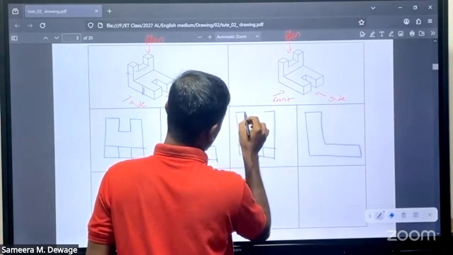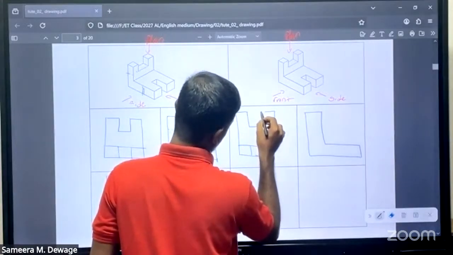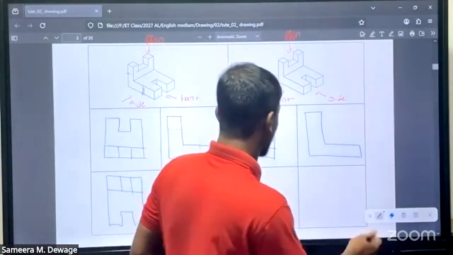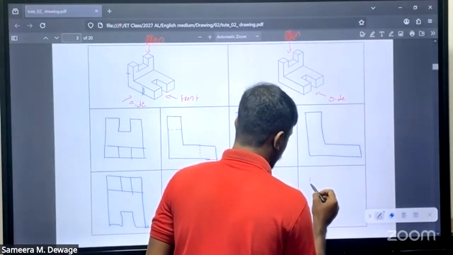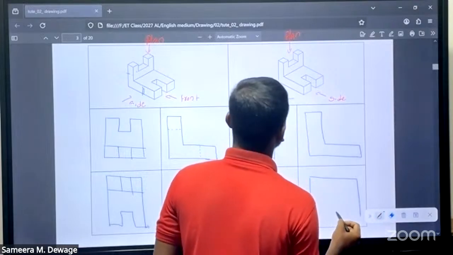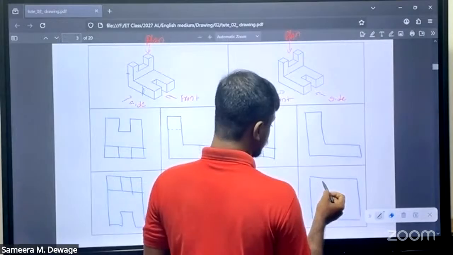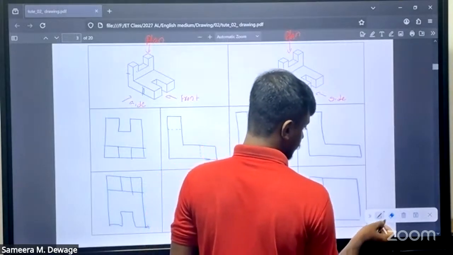Our side view. Right, our side view like this. And we need to draw a front view, sorry, plan view like this. Okay, we need to draw a plan view like this, guys.